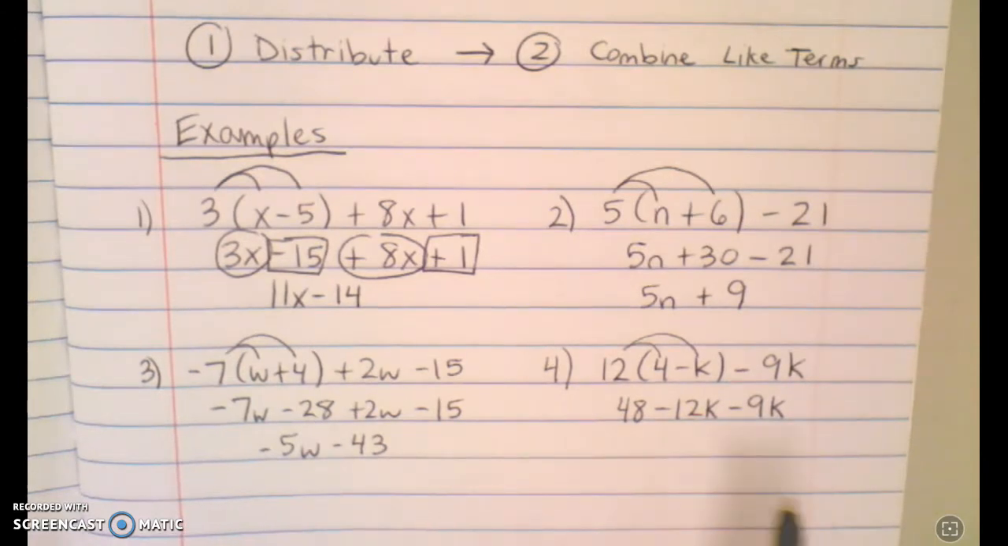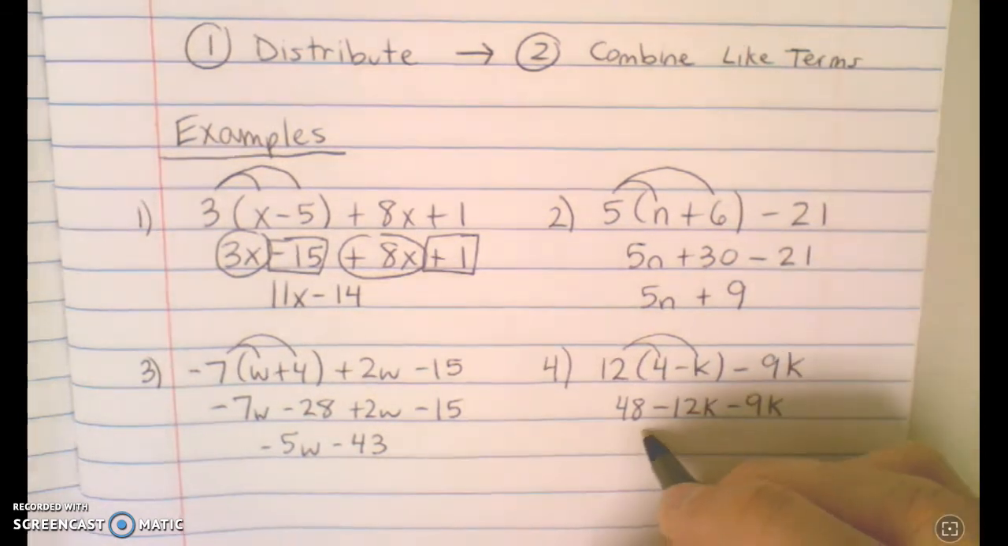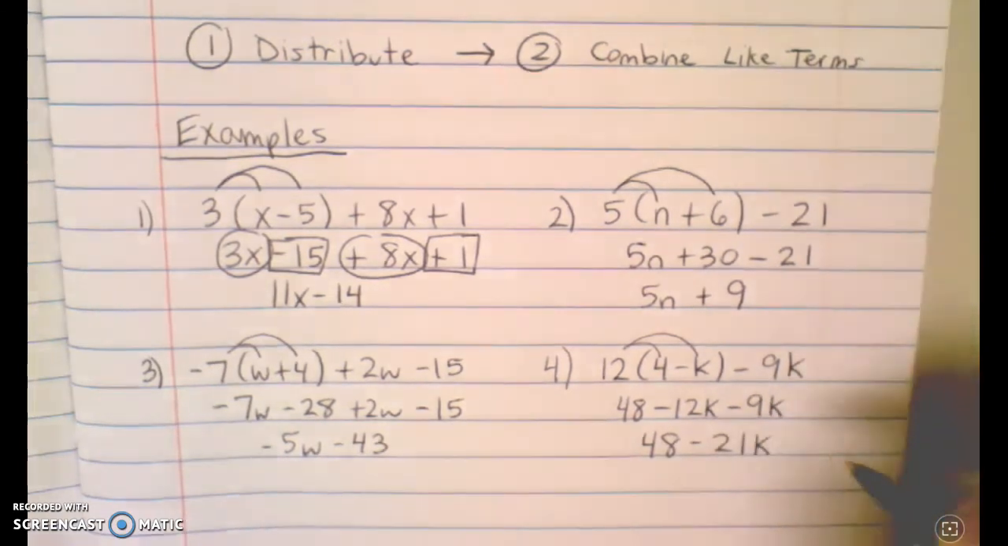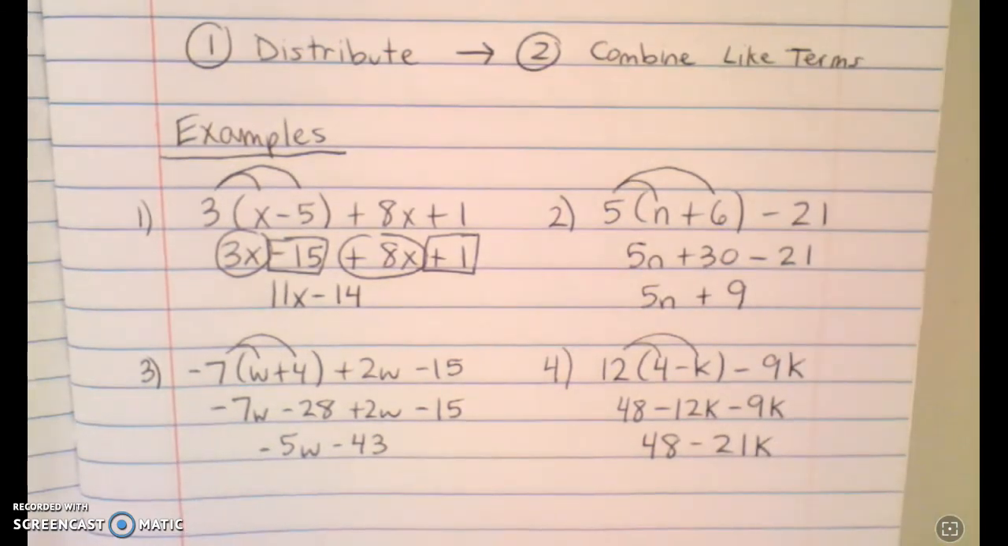The like terms here are negative 12k and negative 9k, so I have to subtract those. So I have 48 minus 21k. And then you're done. So now you should be able to simplify expressions by combining like terms and distributing.